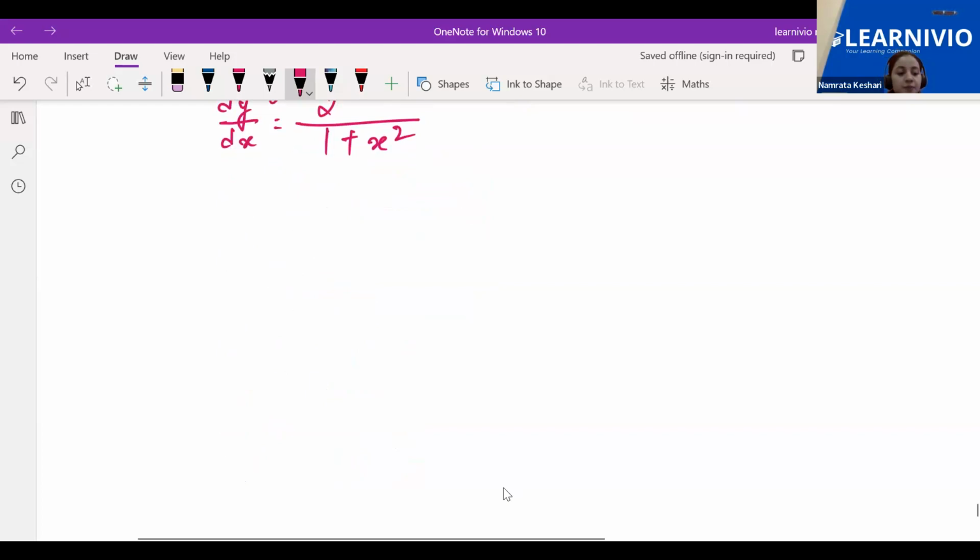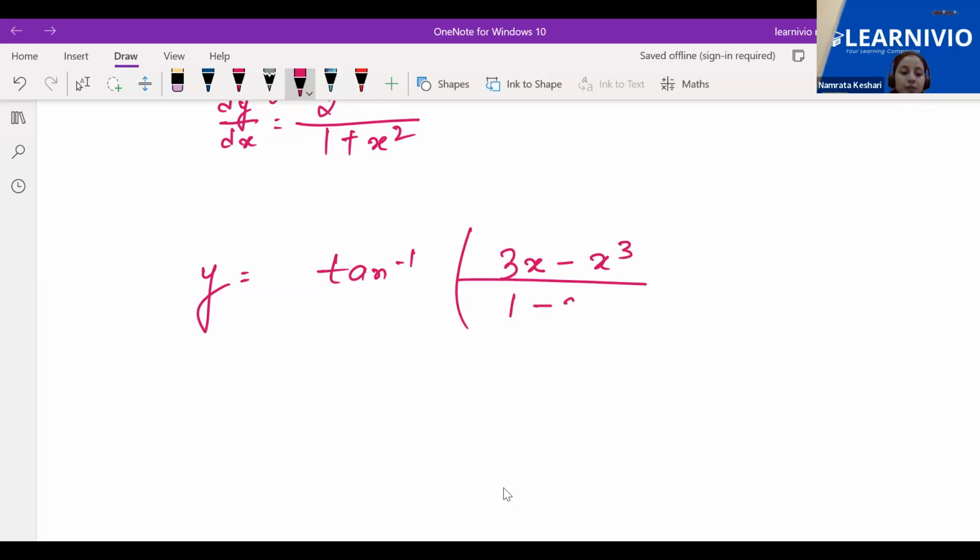Suppose we have y is equal to tan inverse of 3x minus x cube over 1 minus 3x square. Again we have to find dy/dx. One way is the chain rule, but that will be huge and time taking. So if there is any other rule that can be applied here, we'll use that. In inverse trigonometric function simplification, what you have learned can be used here.